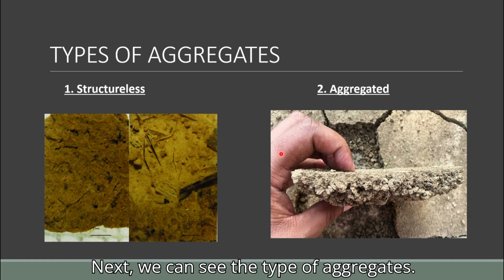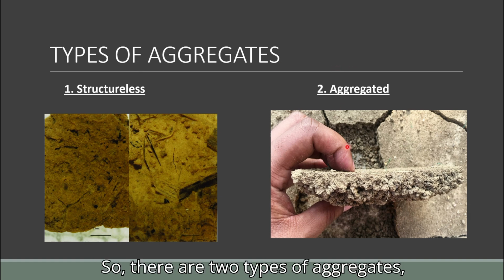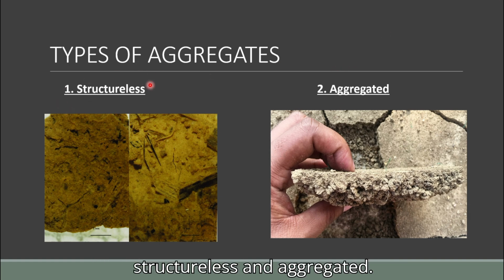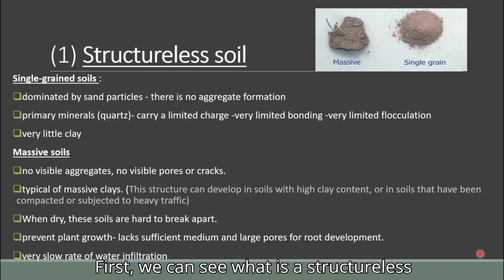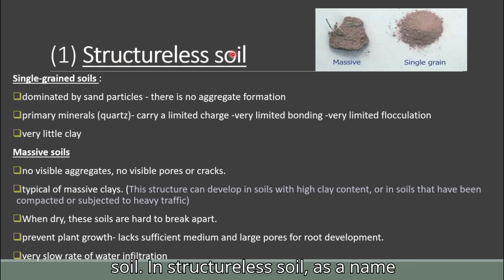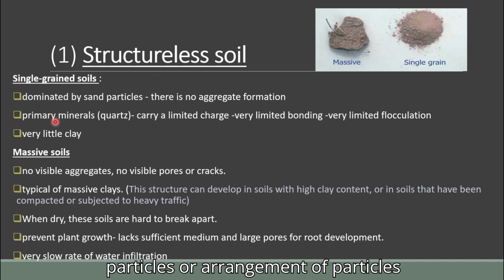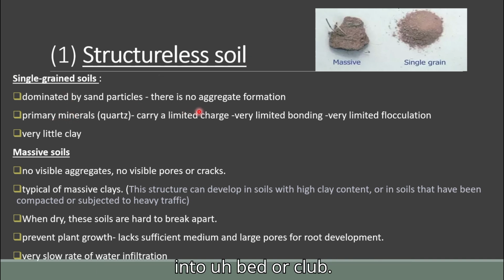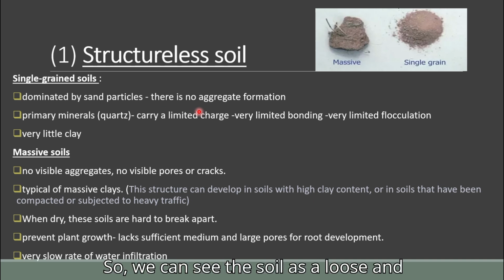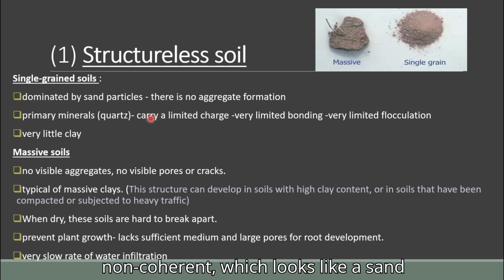Next, we can see the type of aggregates. So there are two types of aggregates, structureless and aggregated. First, we can see what is a structureless soil. In structureless soil, as the name suggests, there is no aggregation of soil particles or arrangement of particles into bed or clump. So we can see the soil as loose and non-coherent, which looks like sand, like this.